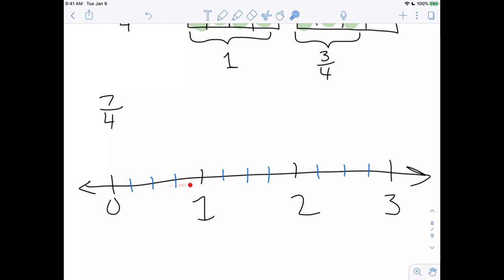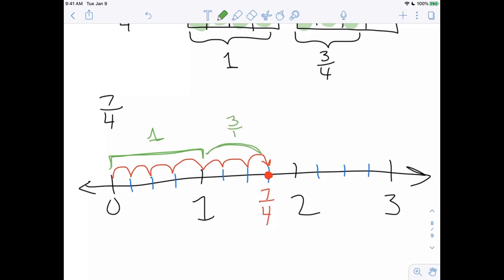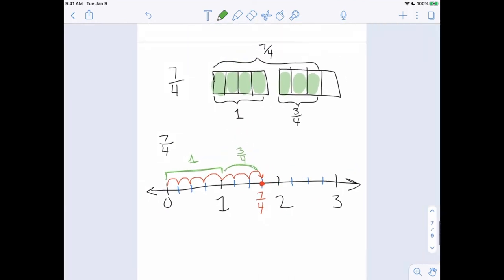Now that we've cut everything into 4 pieces, we know that we need to move over 7 of those intervals. So let's do it. 1, 2, 3, 4, 5, 6, 7. And there we are. There is our 7/4. And you can see that 7/4 is one whole right here plus 3/4 more. And that wraps up how we represent fractions greater than one with models, either the area model or the number line model.